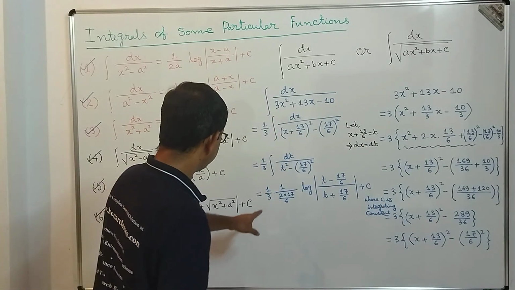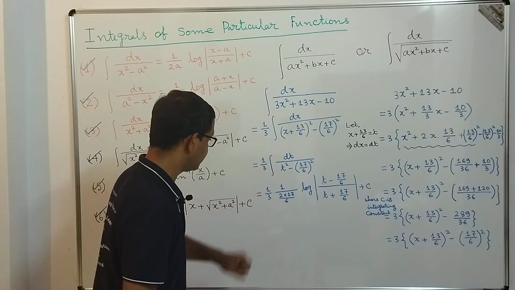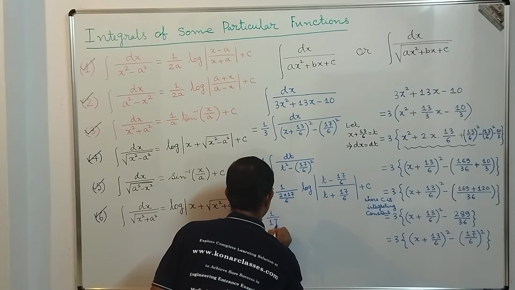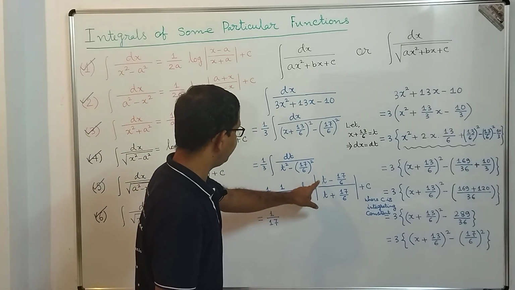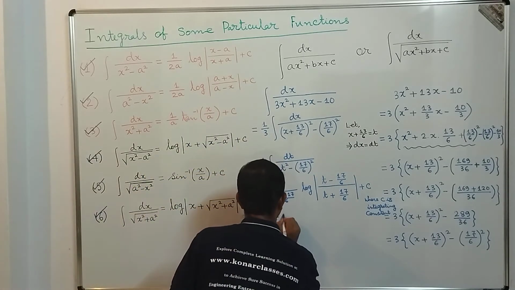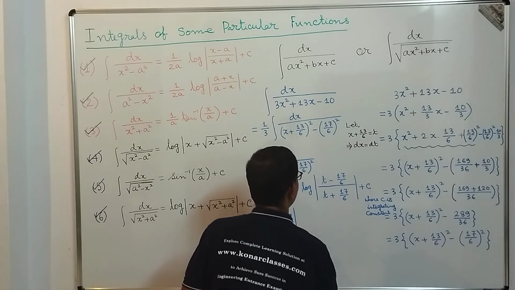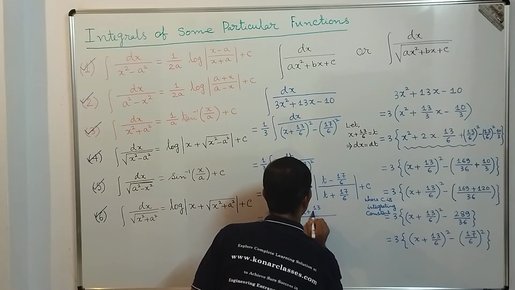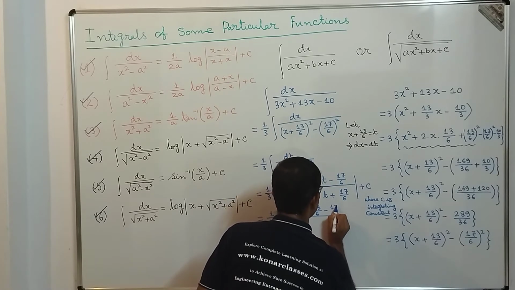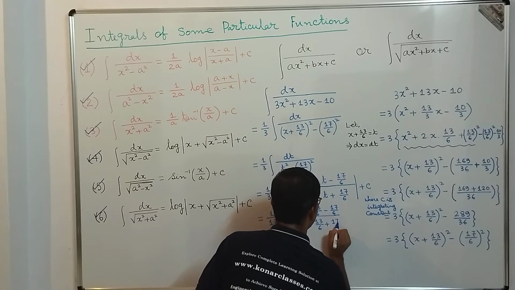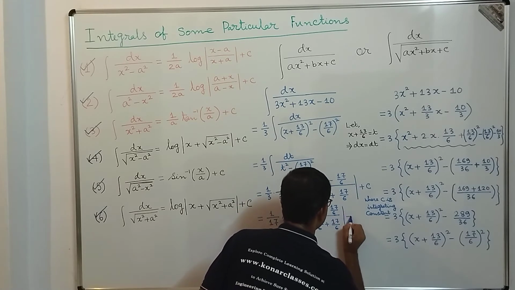Okay. Now what we get here, dear students, 3 into 2 is 6, and the 6s get cancelled. So we get here 1 by 17. And we need to replace back the value of t. What is t? t is equal to x plus 13 by 6. So we get log mod of (x plus 13 by 6 minus 17 by 6) divided by (x plus 13 by 6 plus 17 by 6) plus c.